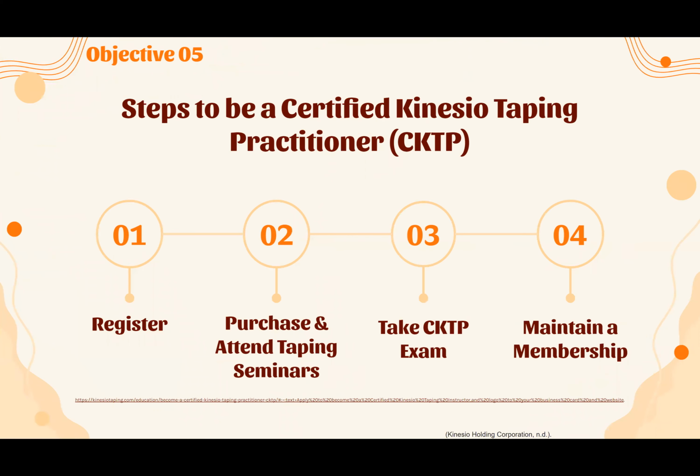We will now explain the steps to becoming a certified kinesio taping practitioner. There are 4 total steps to becoming a CKTP. The first thing you will need to do is register at kinesiotaping.com using the link provided at the bottom of the screen. Once you are registered, you must purchase and attend various taping seminars before taking your CKTP exam. Once you have completed and passed the CKTP exam, you must maintain your certified kinesio taping practitioner membership.